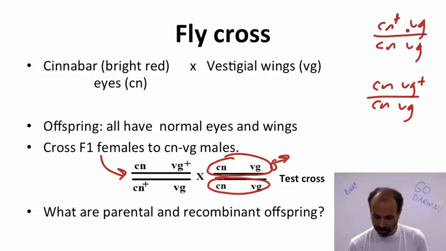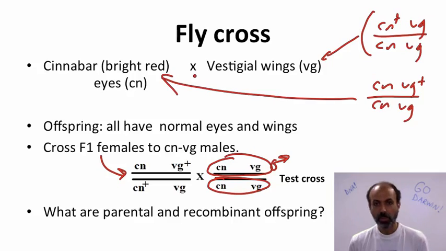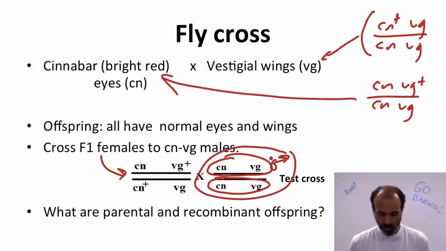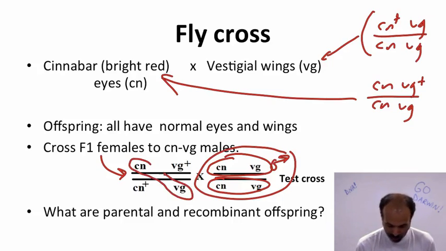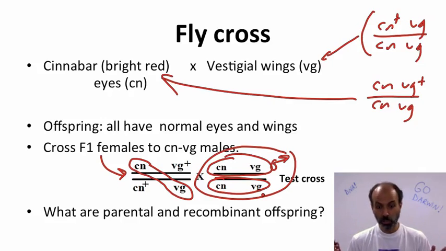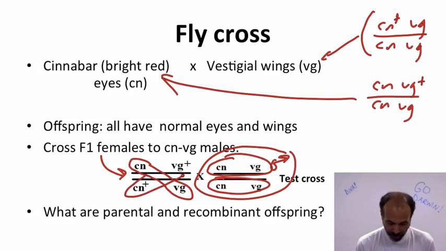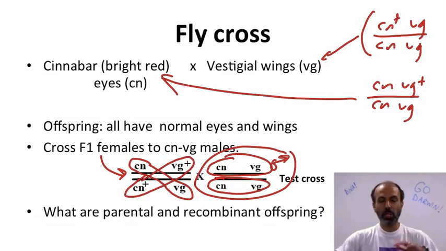So what would these flies look like? Well, this top set of flies here would have the vestigial wings, so they would look like this parent. This bottom set of flies would have cinnabar eyes, so they look like this parent. But that would be it. You would not have any normal-looking flies, and you would not have any flies that look like their dad, that are mutant for both. Recombinant offspring would get something like this. They would get the cn and vg from mom, which they'd also get a cn and vg from dad, meaning they would be mutant at both genes. Or they would get cn plus and vg plus from mom, meaning they would look totally normal. They would not have any mutant.